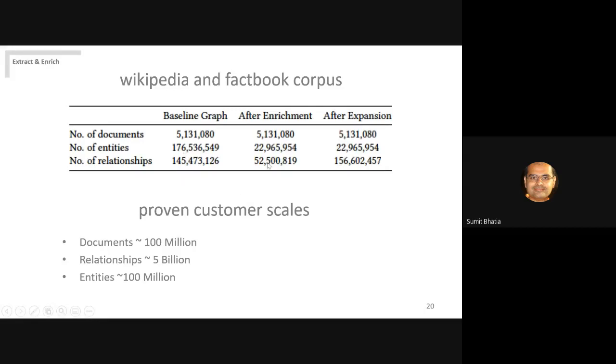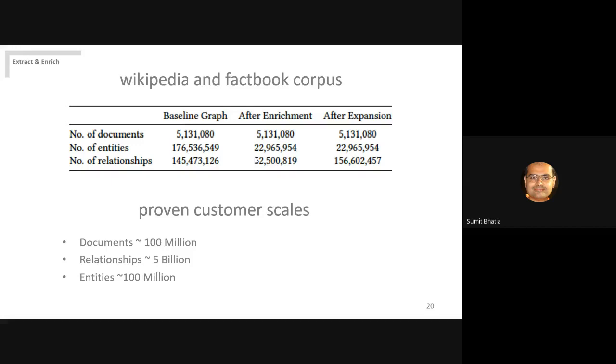After that, there was this step of entity resolution, right? We brought together many entities, merged together many entities. So notice here that the number of entities reduced from 176 million to 23 million, right? It's a drastic reduction. And what is happening is that there are many persons, let's say Steve Jobs.